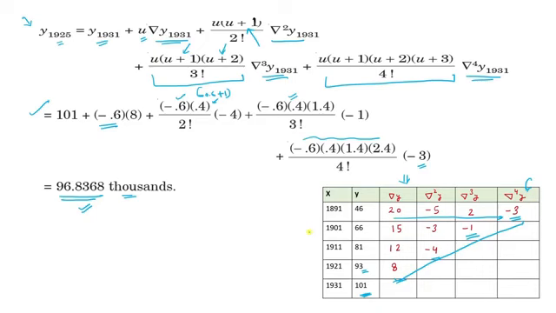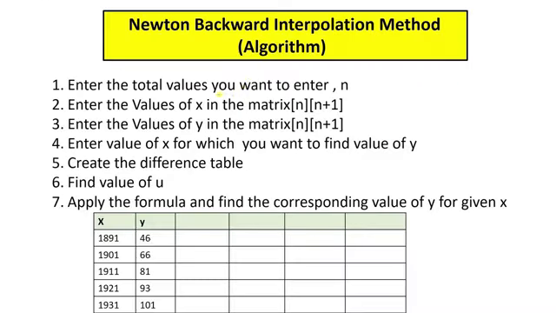So now let's move to the algorithm. The algorithm says first we have to ask the user how many values of x, or the number of observations, they want to enter. We will be given these x and y values. How many data points are given to us? There are a total of 5 data points: first, second, third, fourth, fifth. So in this example, n will be 5. Next, we will ask the user for the values of x. These are the values of x, and these are the values of y.